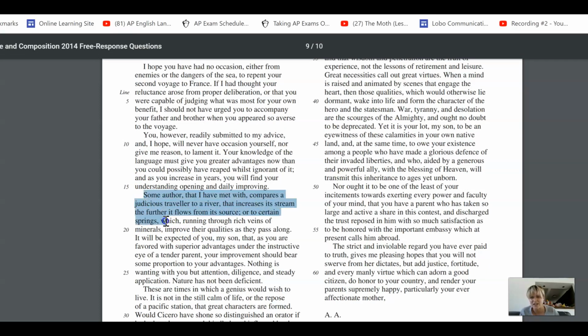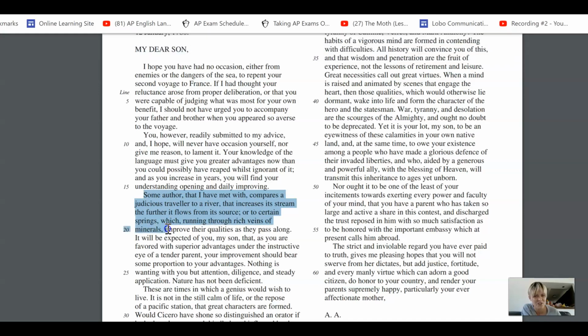Then she goes on to say, some author that I have met with compares a judicious traveler to a river that increases its stream the further it flows from its source, or to certain springs which, running through rich veins of minerals, improve their qualities as they pass along. It will be expected of you, my son, that as you are favored with superior advantages under the instructive eye of a tender parent, your improvement should bear some proportion to your advantages.